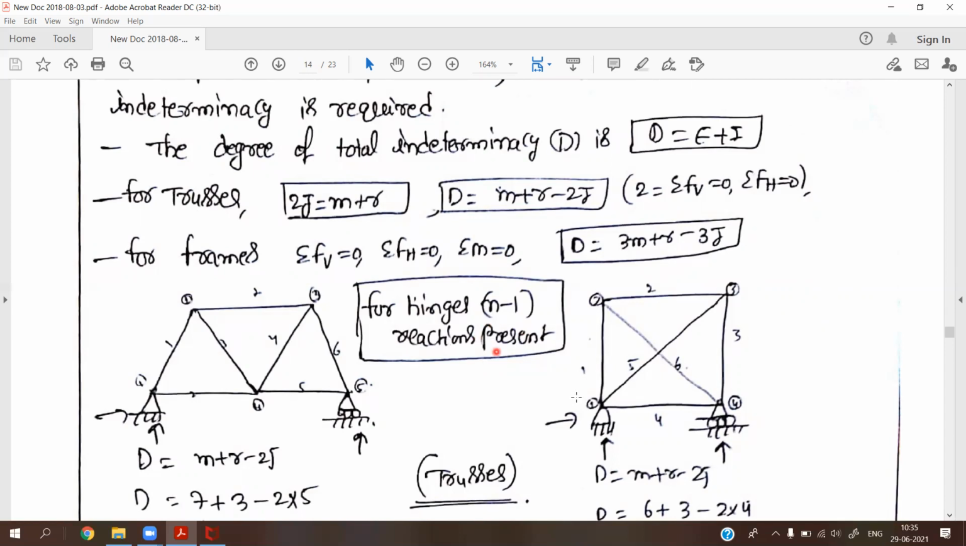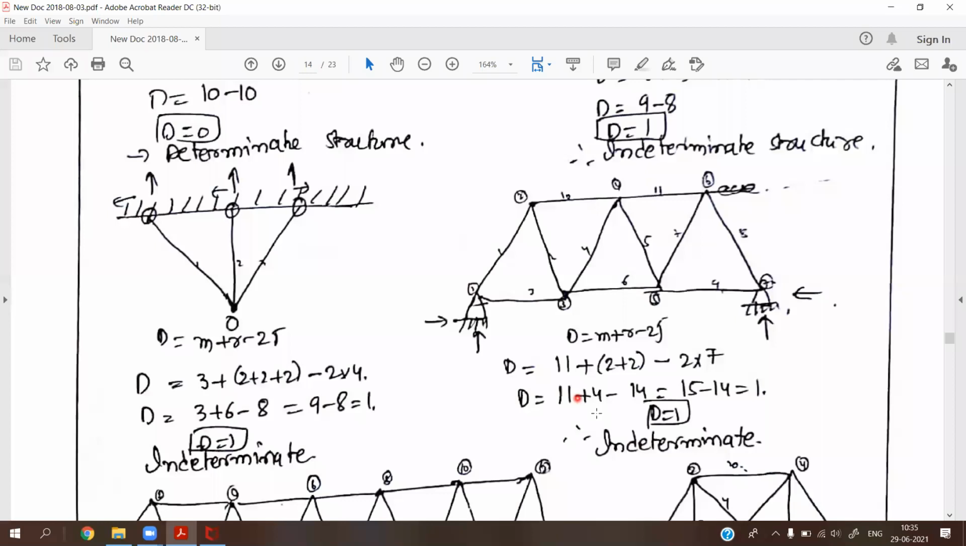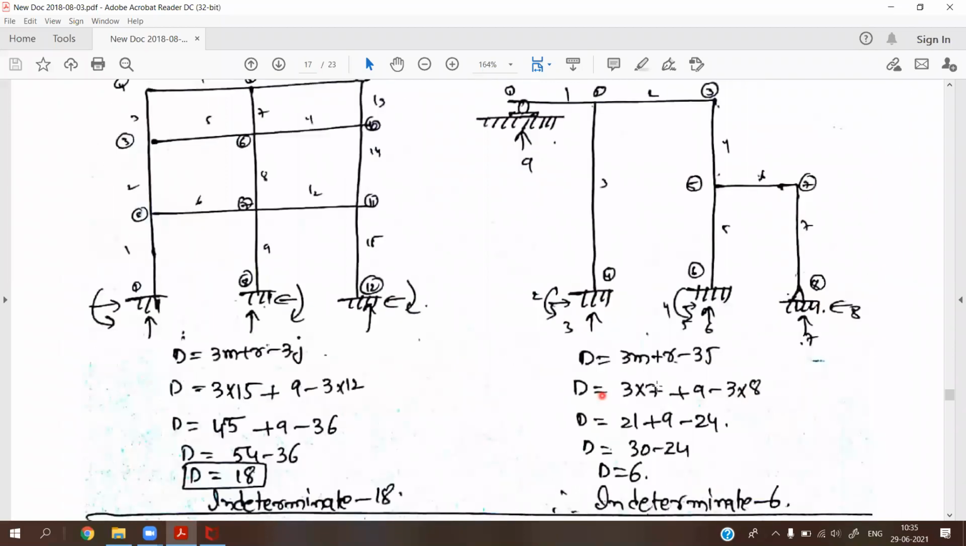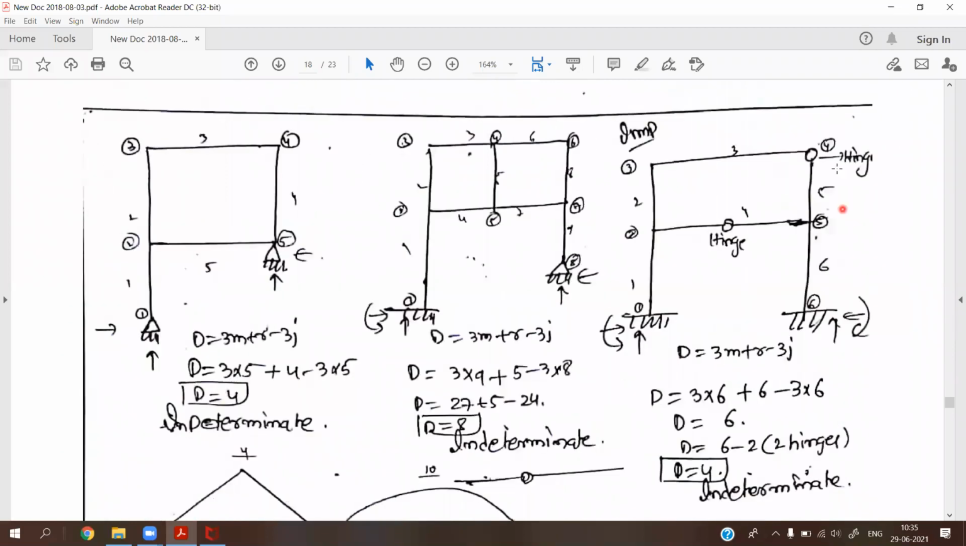So, coming to these hinges, how many hinges do we have in total? Here is one hinge, here is one hinge. So totally we have two hinges. For each hinge, only two members are connecting. Here also two members connecting, and here also two members connecting.